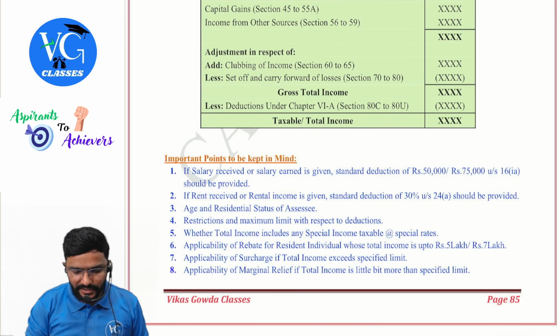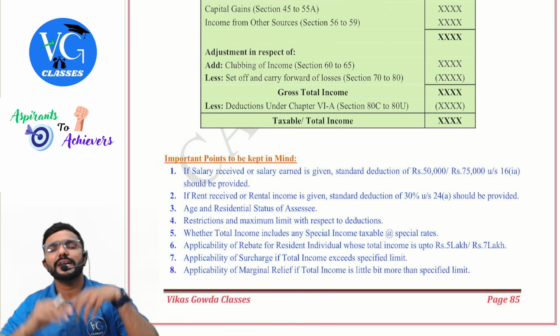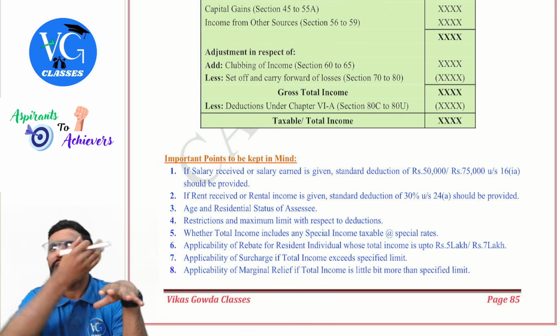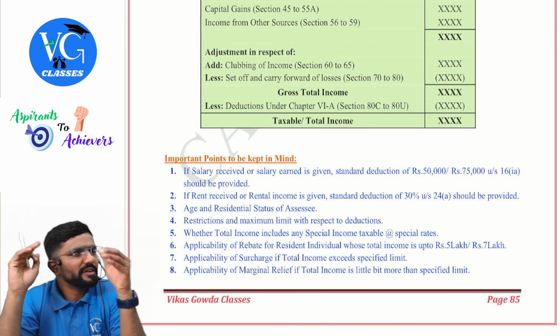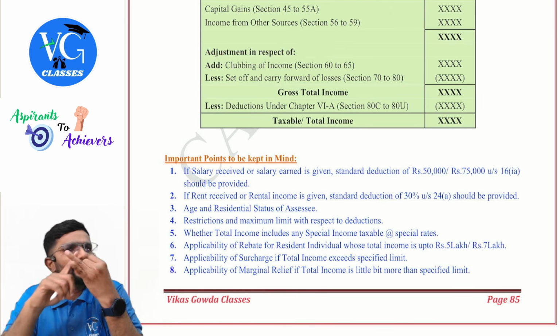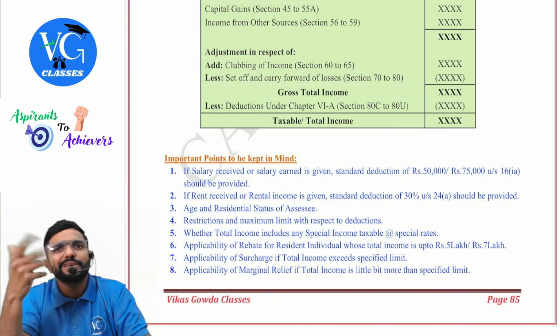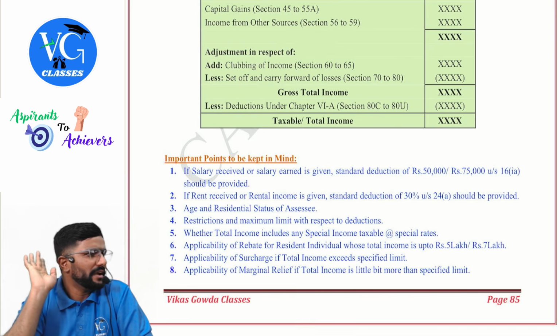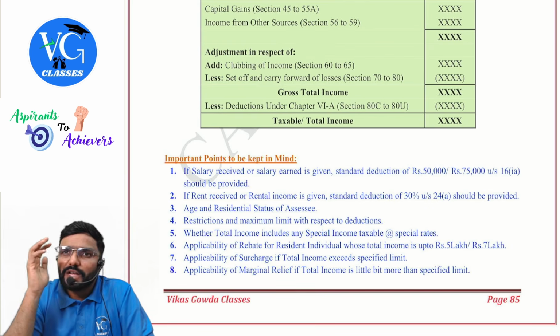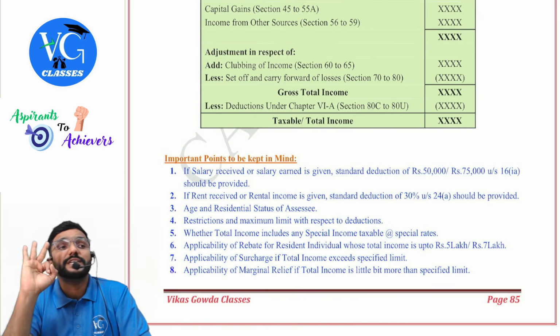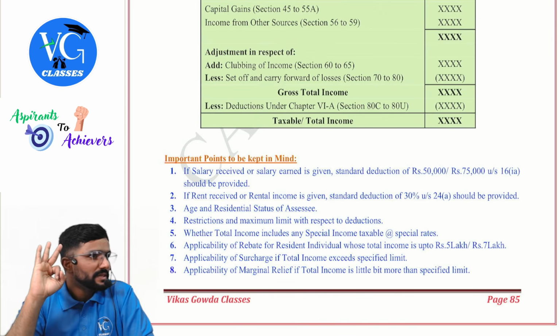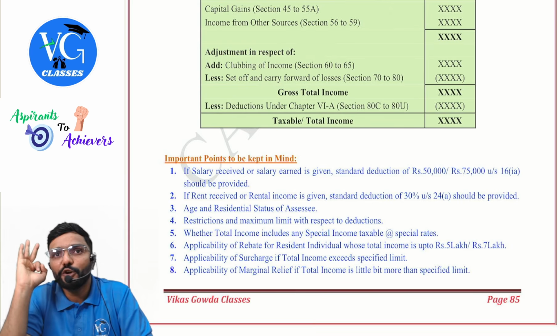Next, if rent received or rental income is given, guys, when only rent is given in the question, straight away take that as GAV. Because for GAV calculation, we need municipal value, fair rent, standard rent and all. If they have given it, you follow the steps. No, sir, only rent is given. What to do? Take it as GAV. And if nothing else is given also, provide for 30% standard deduction under section 24A.